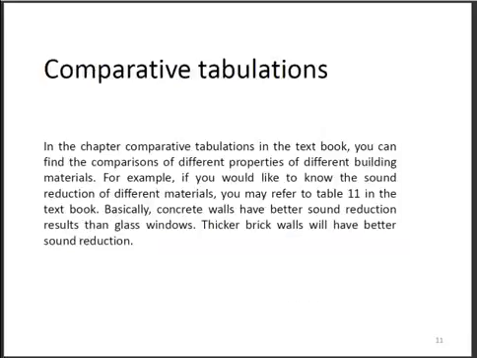In the chapter Comparative Tabulations in the textbook, you can find comparisons of different properties of different building materials. For example, if you would like to know the sound reduction of different materials, say my house is located near the highway and I need a very good sound reduction material, you may refer to table 11 in the textbook in the chapter. Basically, concrete walls will have better sound reduction than glass windows, and thicker brick walls will have better sound reduction.